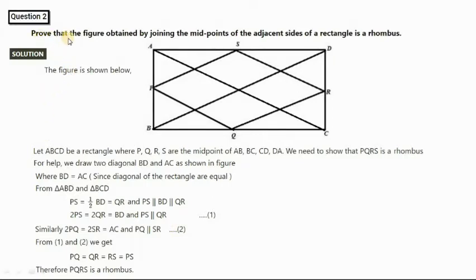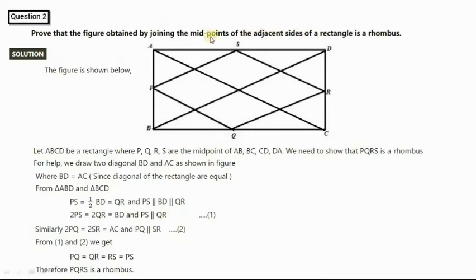The question says, prove that the figure obtained by joining the midpoints of the adjacent sides of a rectangle is a rhombus. So we have to take a rectangle ABCD, this outer one is a rectangle. Now you have to take the midpoint of the adjacent sides. The midpoint of AB is P, midpoint of BC is Q, midpoint of CD is R, and midpoint of DA is S.